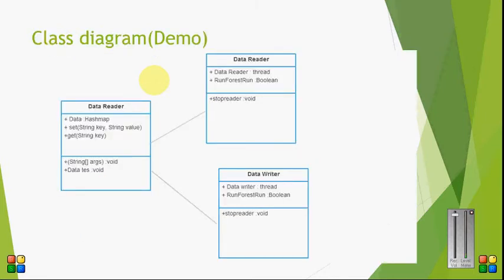Now this is the class diagram. I have created the program for 5 threads, in which 2 are writer threads which try to write the data, and 3 are reader threads which try to read the data by the concept of the reader-writer lock pattern. So this is the class diagram for that. I have created 3 classes: first for data reader, then data writer, and data for both the reader and writer.